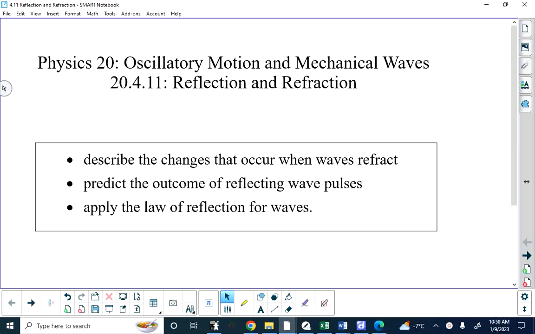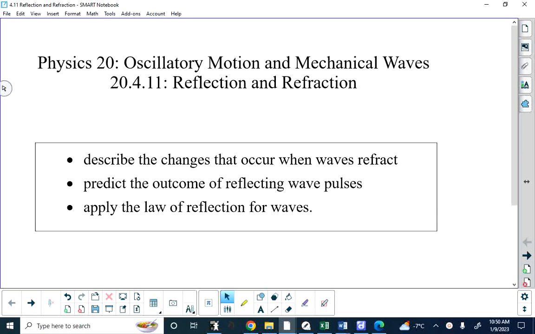So today what we're going to be doing is looking at reflection and refraction, and we won't be doing a lot of calculations. In fact, just one example that involved calculations here. The purpose of this lesson is to familiarize yourself with what's called reflection of waves, and more importantly and more complicated, refraction of waves, so that when we get to Physics 30 we understand what's going on.